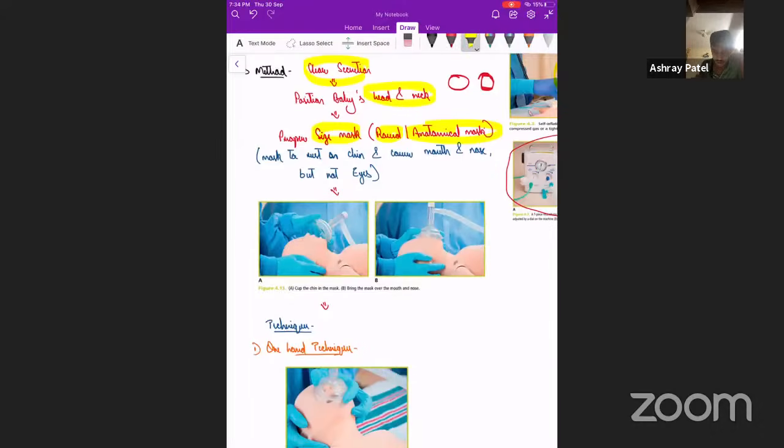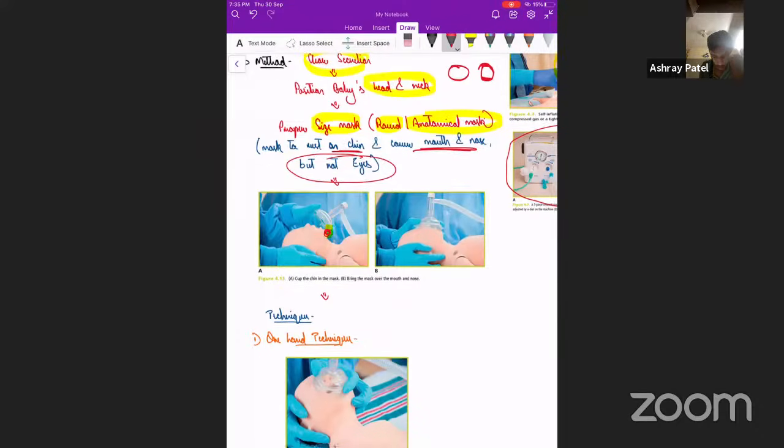How do we fit it in? First, you put the mask as we see over here, at the level of the chin. Then you slowly cover the nose. So the mask should rest on the chin and cover the mouth and nose, but it should not cover the eyes, as we see over here. Initially put it over the chin, then cover the whole face, cover the nose, but make sure that the eyes are not covered.